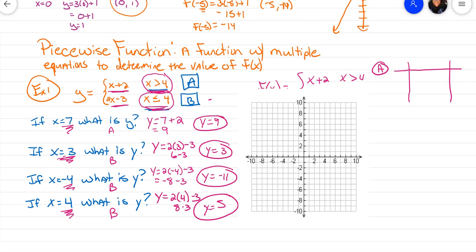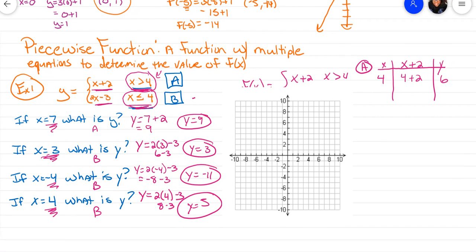So for A, I'm going to start with A. The equation I'll put in the middle, x plus 2. Then I have my x value and my y value. So I always want to start with whatever value is indicated with the less than, greater than, etc. So I want to start off with 4. And then I'm going to plug that in. So it'll be 4 plus 2, and that'll be 6. So this first point that I would be able to graph would be 4 for x, 6 for y.